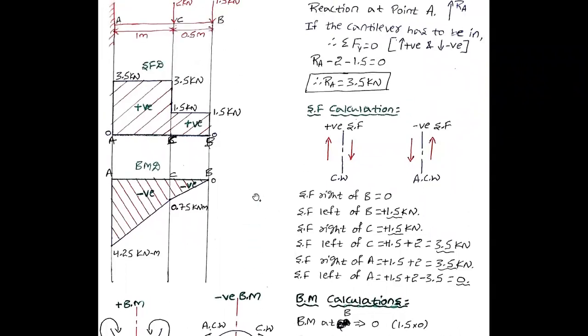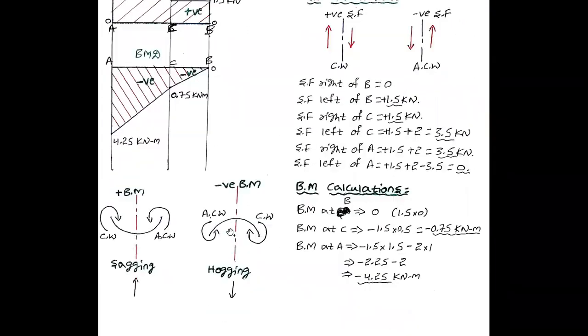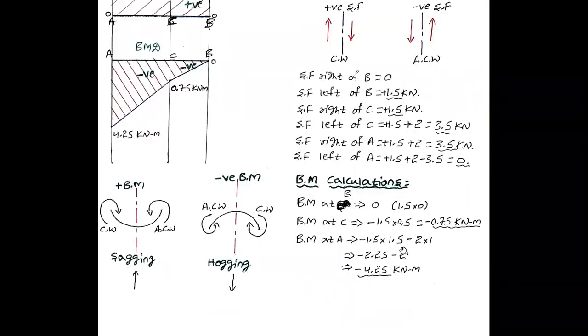This is the distance. Now 2 kilonewton is acting: 2 vertical load into perpendicular distance, 2 multiplied by 1. On the right side, it is acting in clockwise direction, which means it is minus, or it is acting downward, so it is minus 2 into 1. If you calculate that, you will get minus 4.25 kilonewton meter.